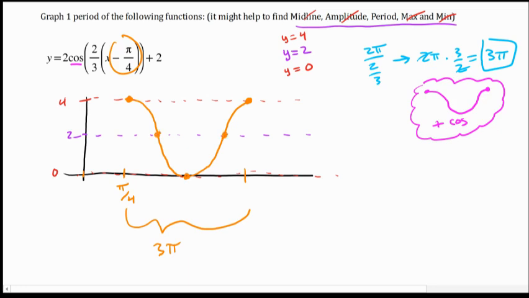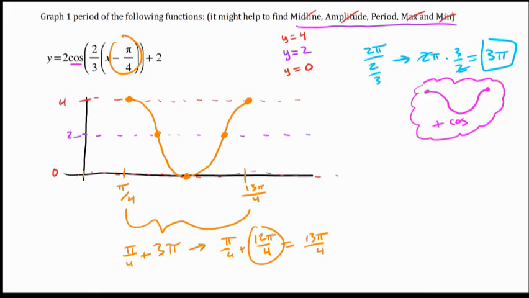Now I just want to make sure I have the correct x and y values for these. So for pi over 4, I need to do pi over 4 plus 3 pi, which is the same thing as pi over 4 plus 12 pi over 4. This tells us this x value here is 13 pi over 4. And in this case, 12 pi over 4 is my period.